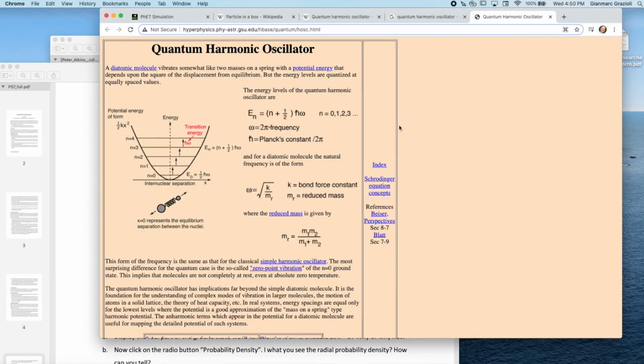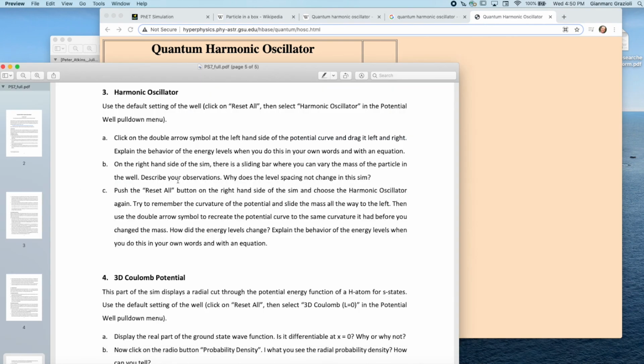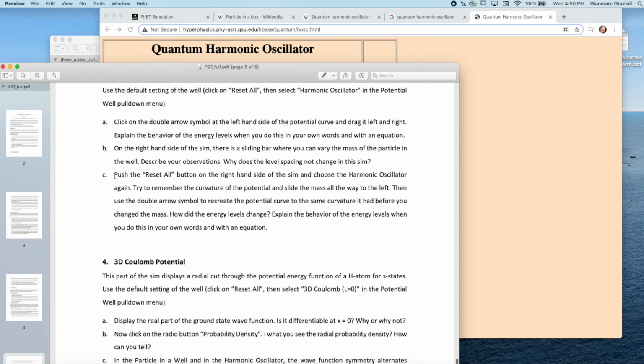So basically, if these energies aren't changing when I slide the mass around, what must be going on with how they've set up the simulation to relate K and M? So think about that.